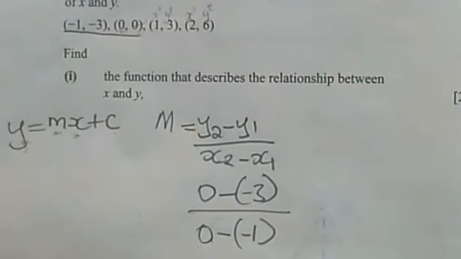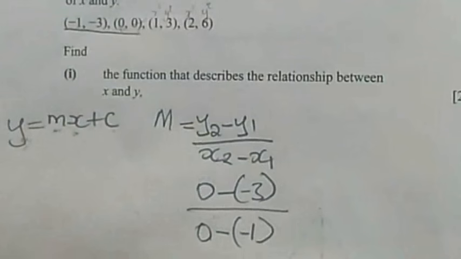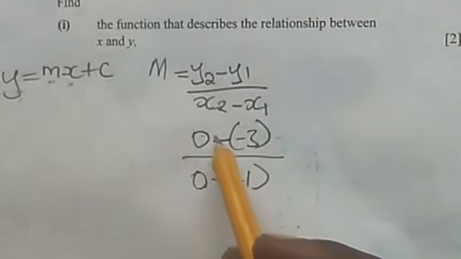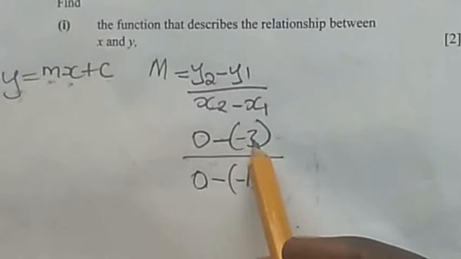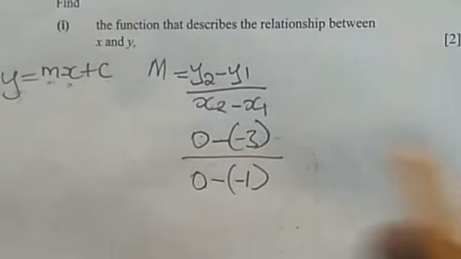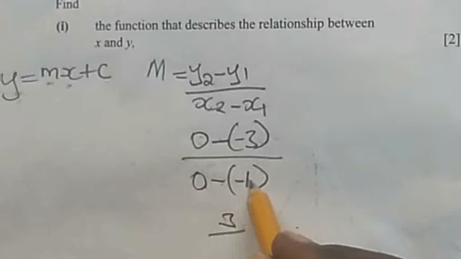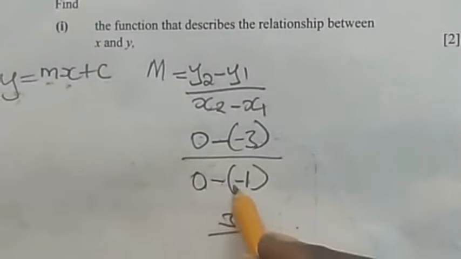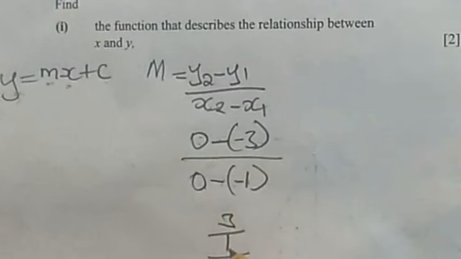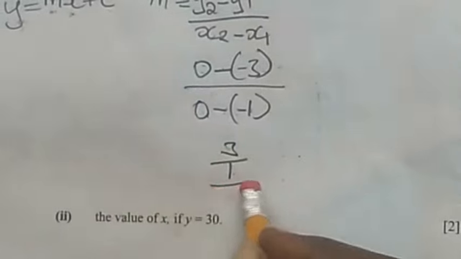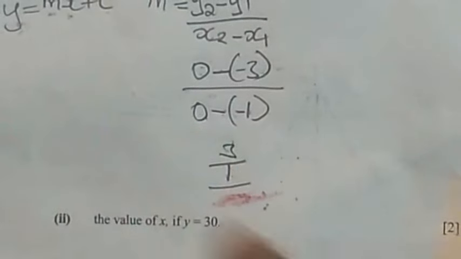Once we have done this, the next thing we're going to do is evaluate this. We have 0 minus negative 3, and negative times negative gives us positive, so we have 0 plus 3, which is 3, over 0 minus negative 1, which gives us positive 1, so 0 plus 1 is 1. So 3 divided by 1 will give us 3. So the gradient is equal to 3.